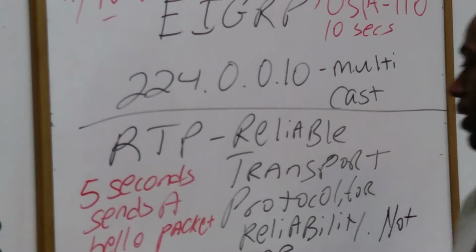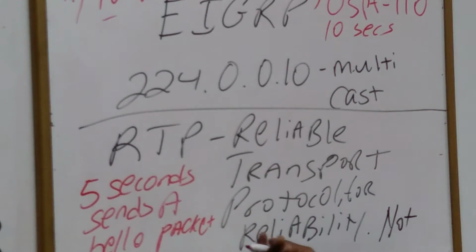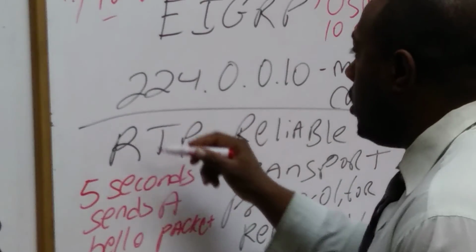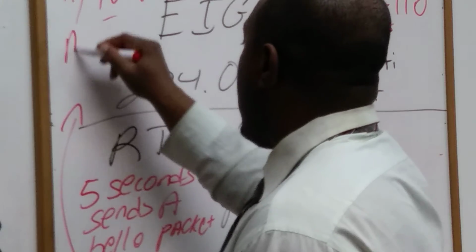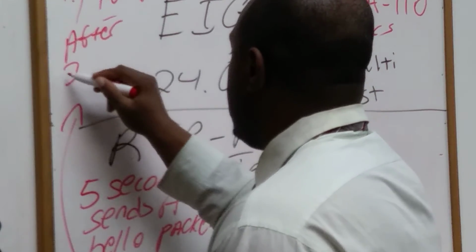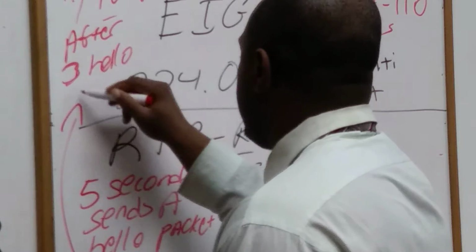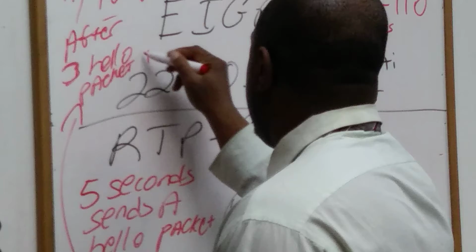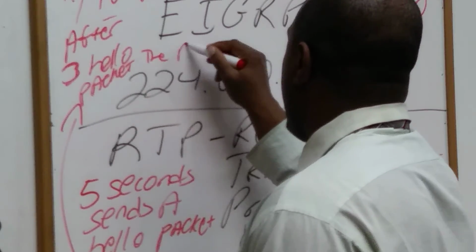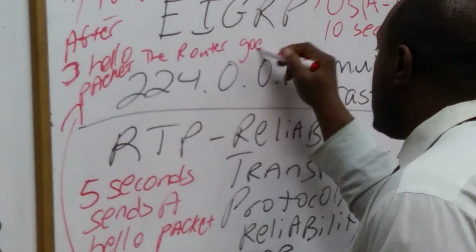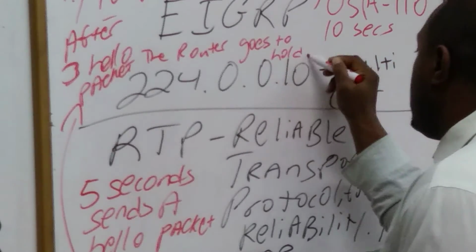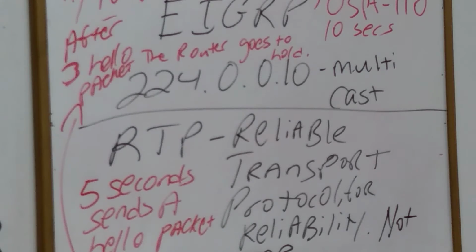So with EIGRP, if the next router doesn't hear the EIGRP hello within 5 seconds, it's going to try 3 times by default, and then the route will be considered down. So after the third hello packet, the router goes to hold time, if you will. That's EIGRP.